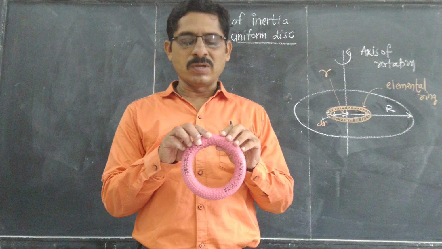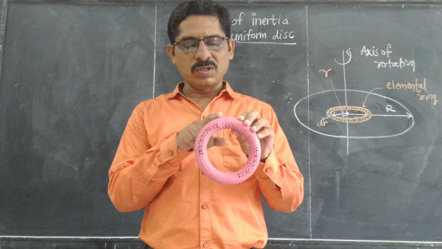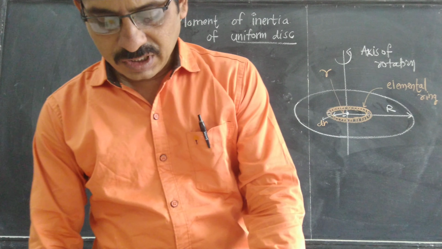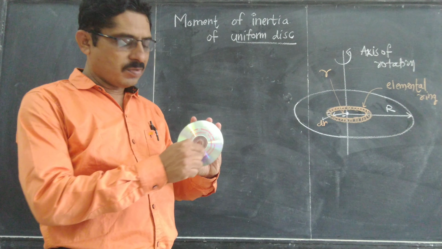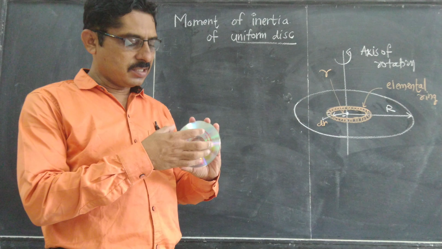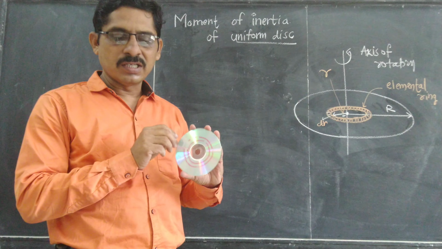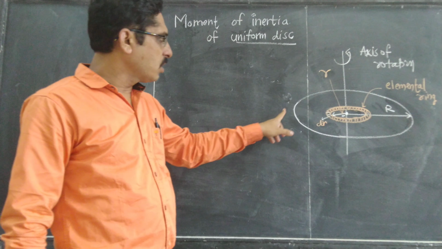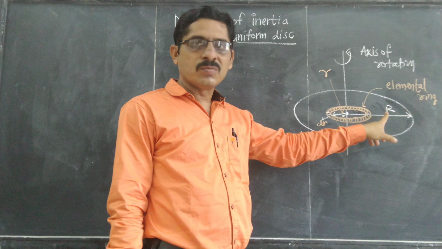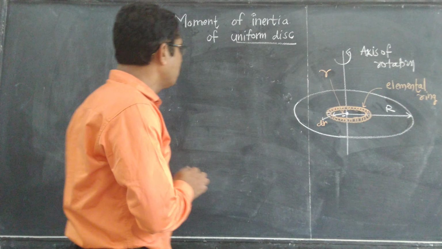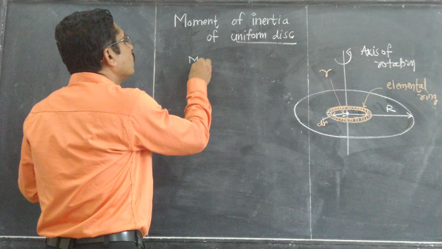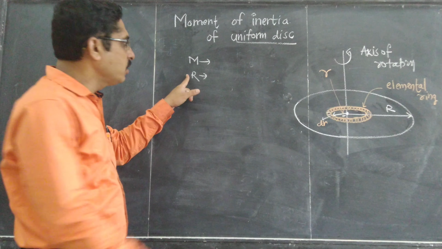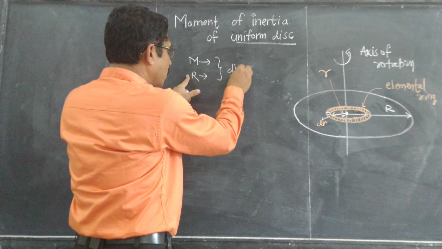Here is the ring. In case of this ring, the total mass is distributed along the circumference of the circle. But in case of this disk, as the disk is made up of a large number of small rings, the total mass is distributed like this. Therefore, here we have considered such a disk of radius r and having mass m.